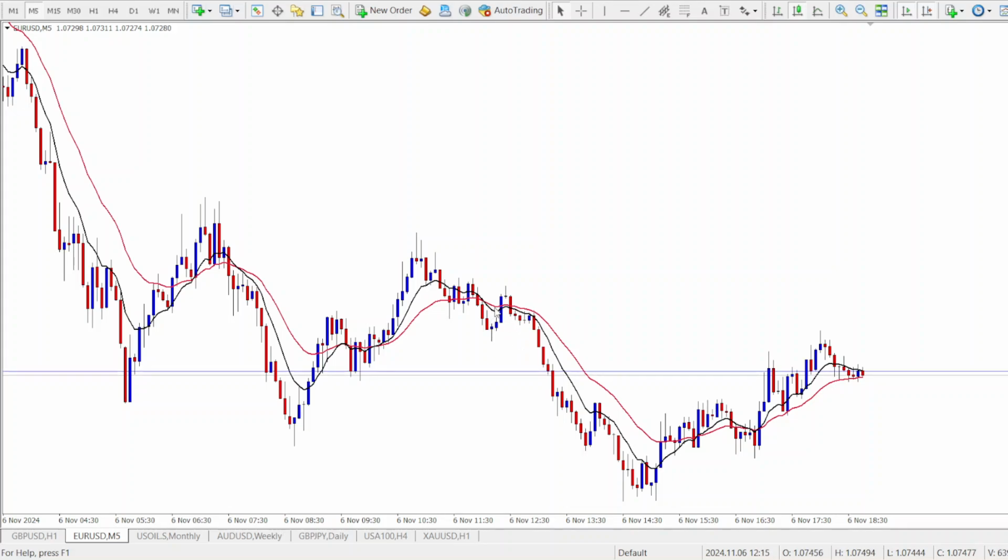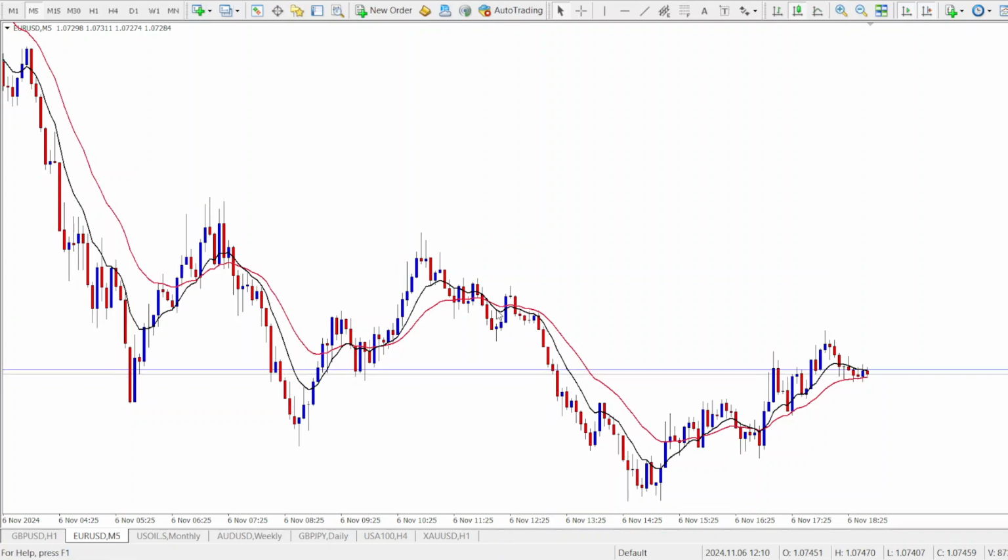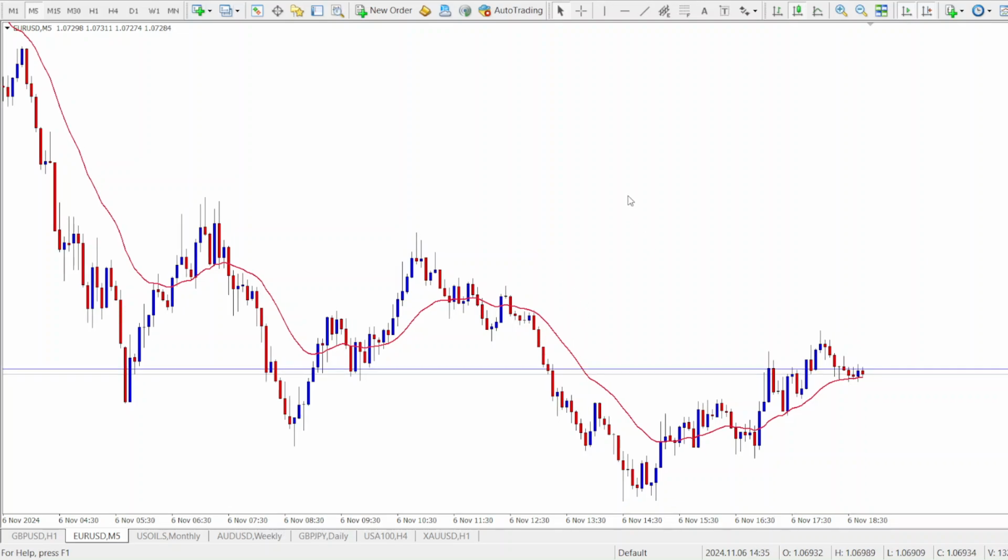However, if you want to use just one EMA, then what you have to be looking out for is when price cuts above the EMA and is bouncing off the EMA upward.